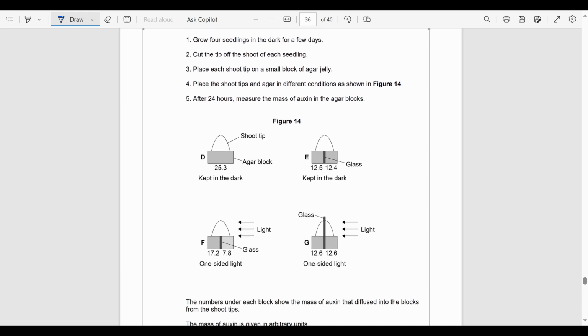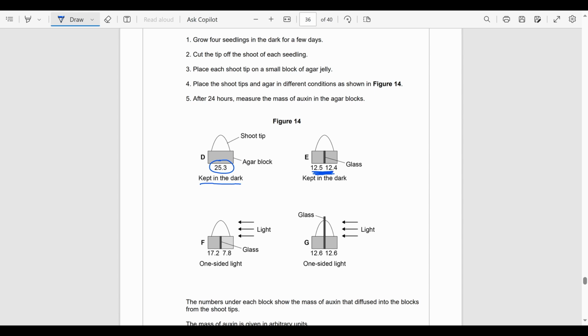So we've got figure 14 here, D, E, F, and G now. So what does it tell us? D kept in the dark. And then we've got this value here, which is telling us the mass of auxin. E kept in the dark, but a glass block was put between our agar. And then we can see that the masses are relatively equal on both sides.